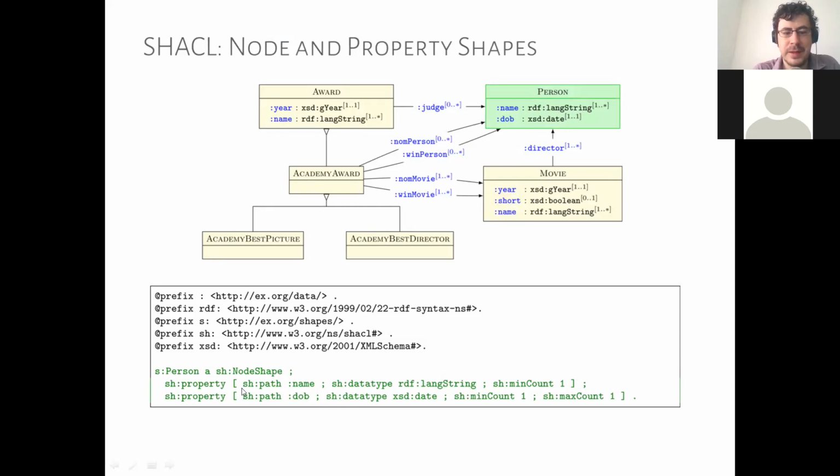So we say name. So on the property name, we must have a language string, and we must have at least 1 name. It's the first element here. Second element, we say that there's a property, date of birth, must have the data type date, and there must be at least 1 and at most 1. So we define the min and the max to be 1, which means the count will be 1. So this allows us to define the shape here in SHACL.